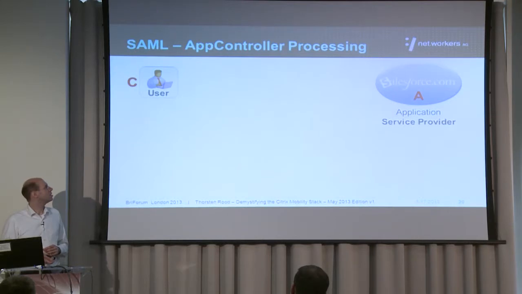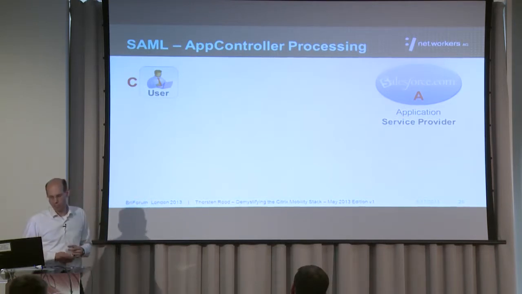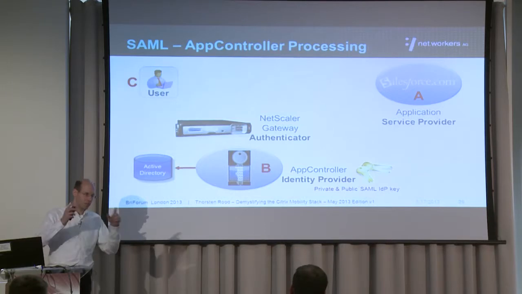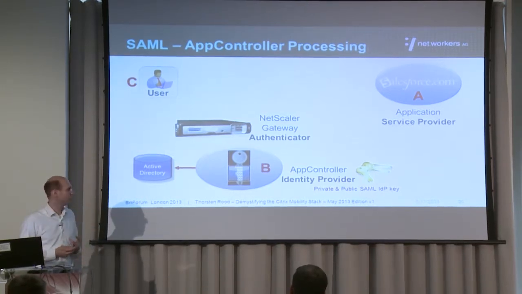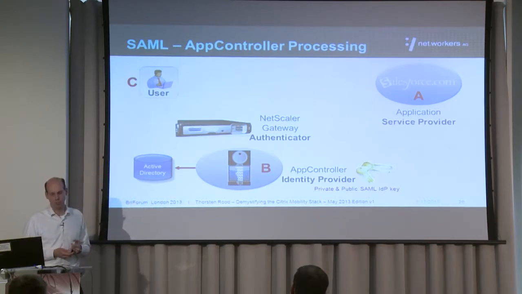This is the situation. You have any type of application on the right-hand side that is SAML enabled, and you've got your user. And what you have is your internal system, as part of the cloud gateway story, that can do authentication. So it's the AppController in conjunction with an authenticator in front of it, which is the NetScaler. And now you've got three partners in that game.